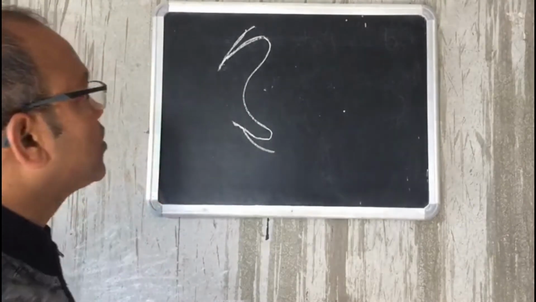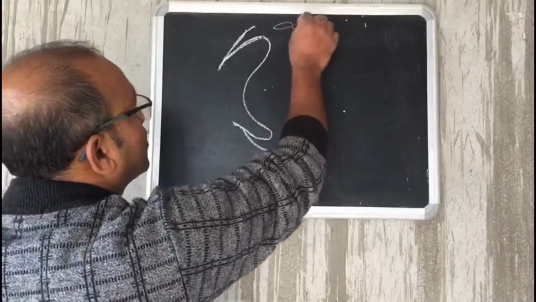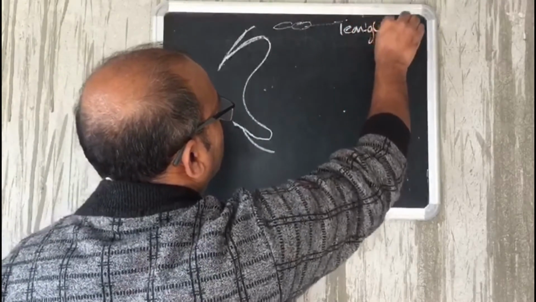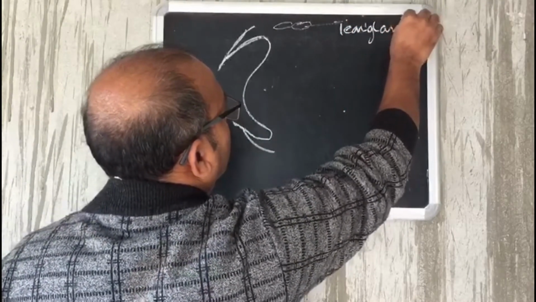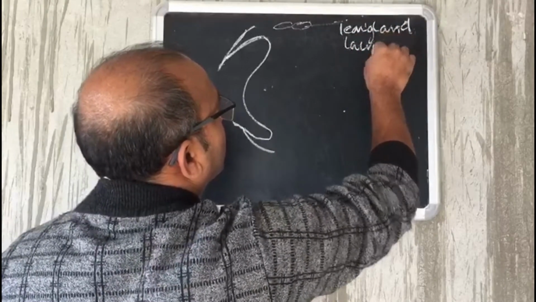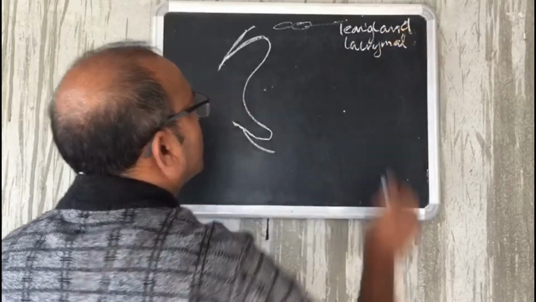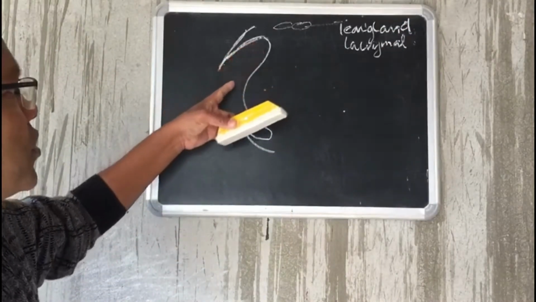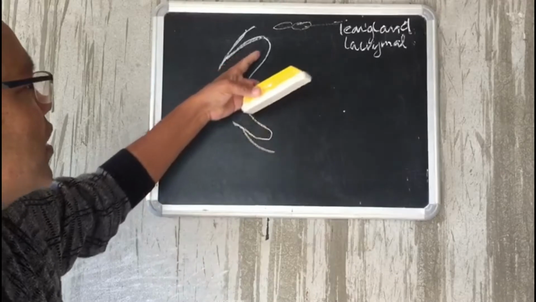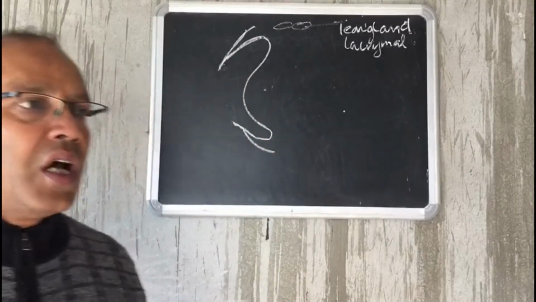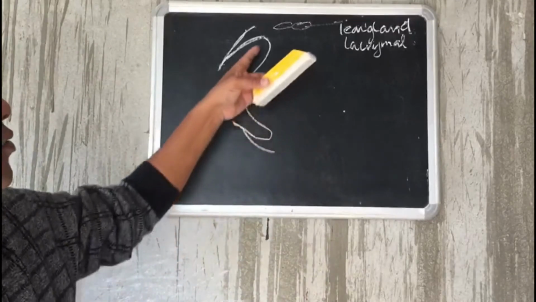The tear is produced by the tear gland, also called the lacrimal gland, which flows into the eye, in front of the eye, and the function of the eyelid is to spread this tear in front of the eye.